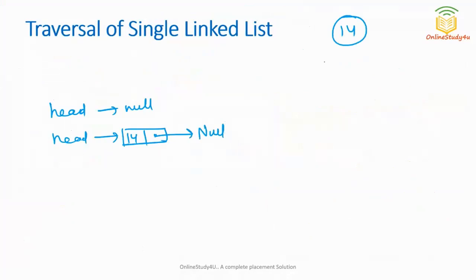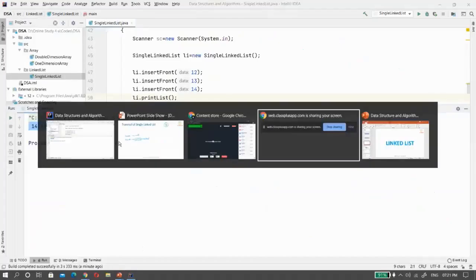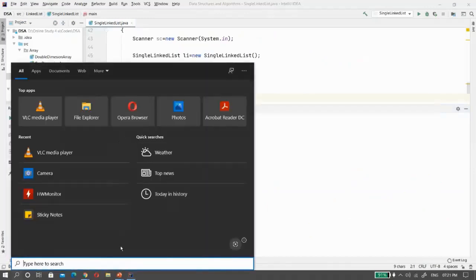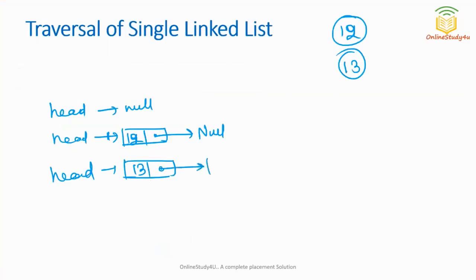Again, what did we insert first? 12. Let me check. Yes, we inserted 12, then 13, then 14. So this was 12. Now we inserted 13, but it is inserted at the front. So the head is changed to 13, and this 13 is pointing to 12, and this is pointing to null. Again we inserted 14.